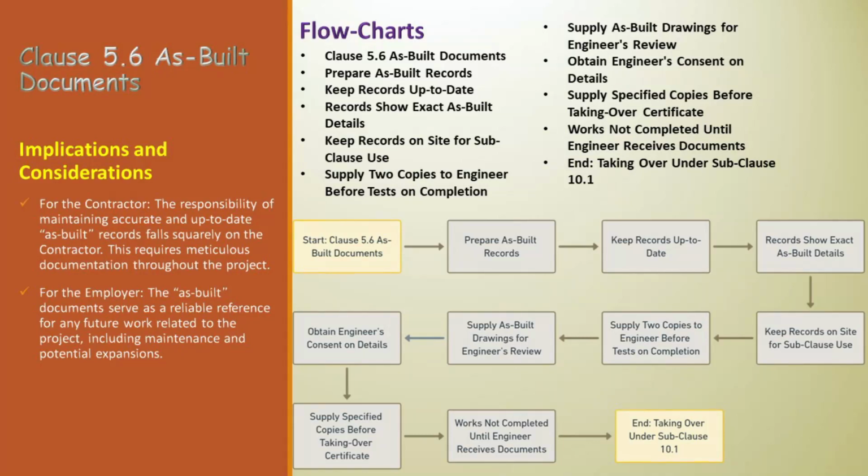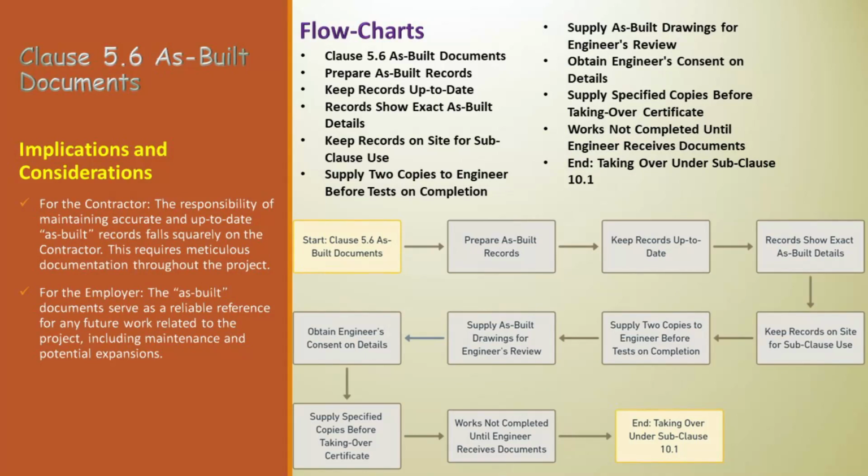Supply specified copies before taking over certificate. Before the taking over certificate can be issued, the contractor must supply the engineer with the specified number and types of copies of the as-built drawings, as required by the employer's requirements. Works not completed until engineer receives documents. The works are not considered to be completed, and thus cannot be officially taken over, until the engineer has received all the necessary as-built documents. And taking over under Subclause 10.1.